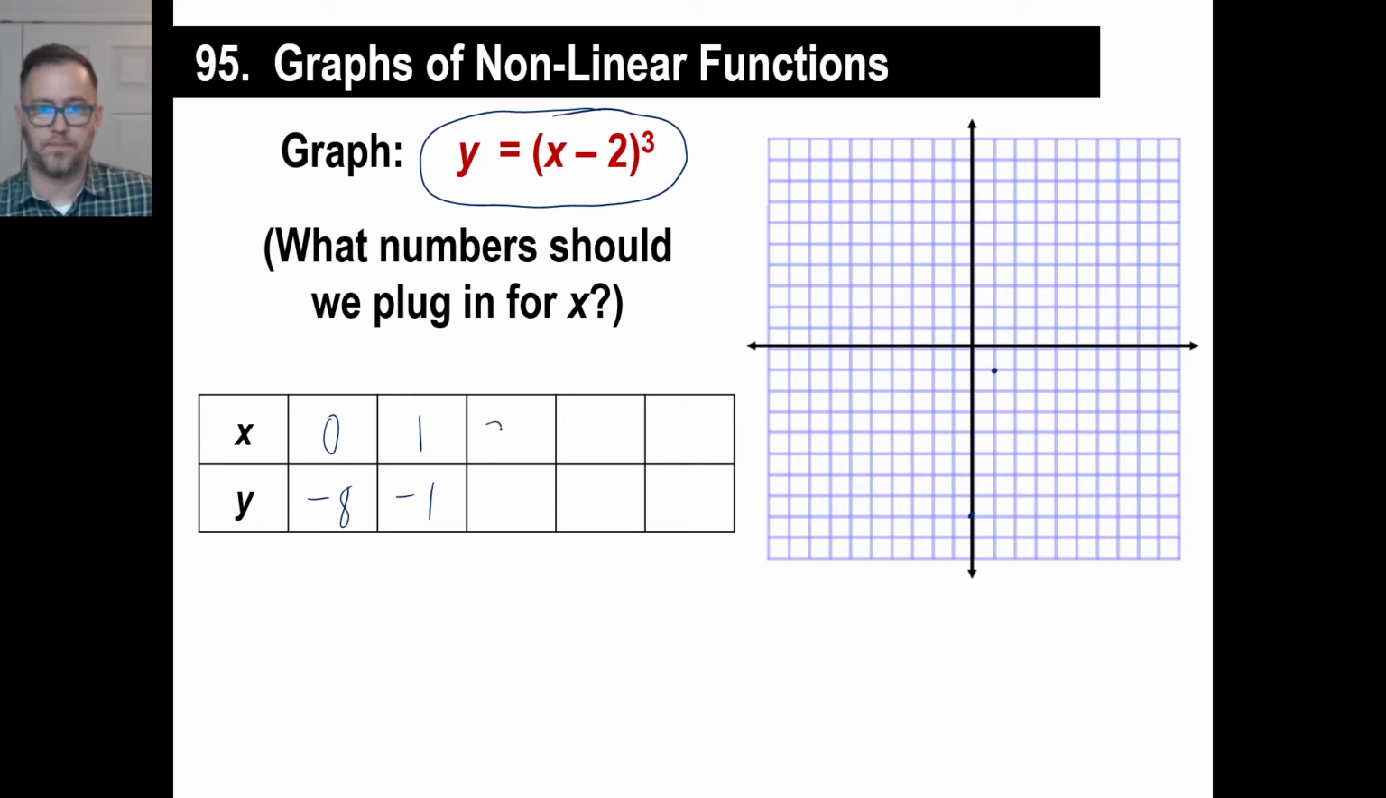Let's try 2. 2 minus 2 is 0. 0 to the third power is 0. So 2 over and then 0. Let's try 3. 3 minus 2 is 1. 1 to the third power is 1. So 3 and 1 is our next one. You can see what's happening here, right? Let's try 4. 4 minus 2 is 2. 2 to the third power is 8. So we have 1, 2, 3, 4 over and then 8 up.